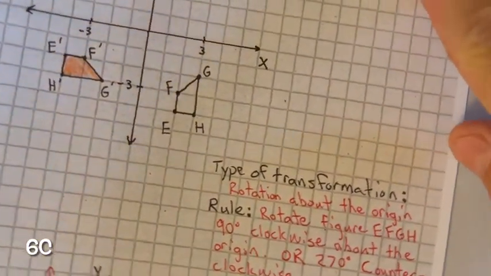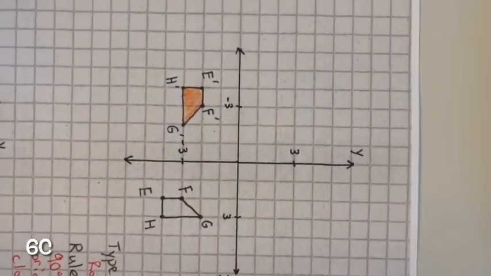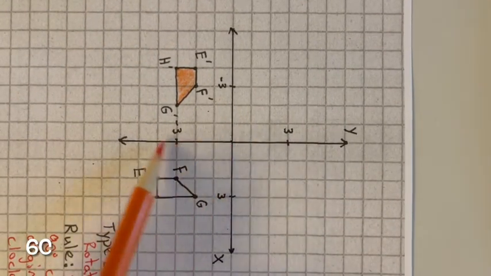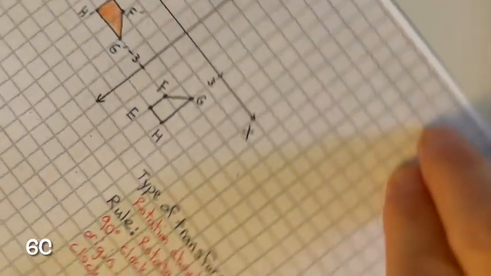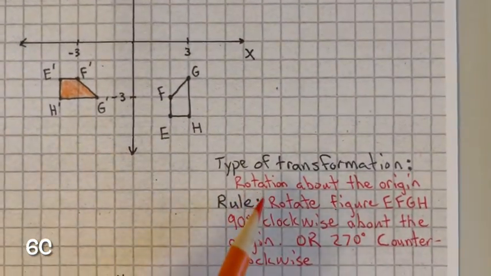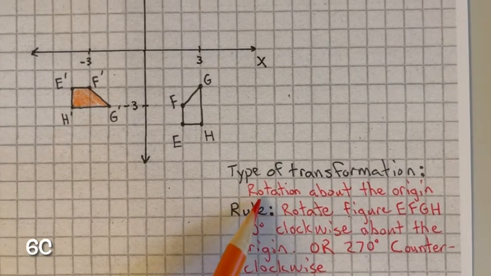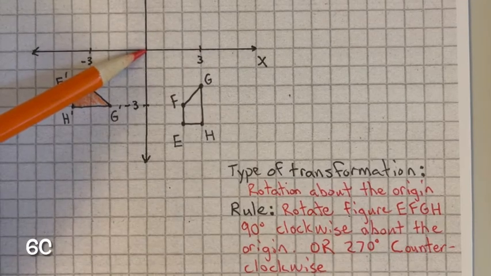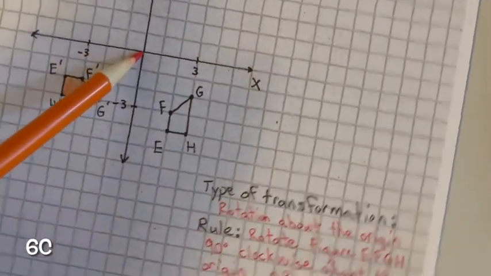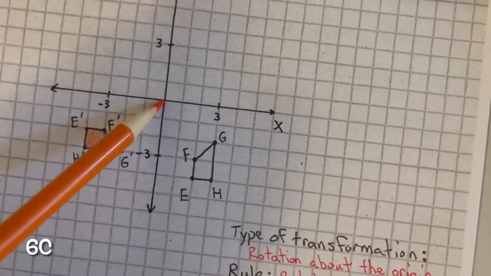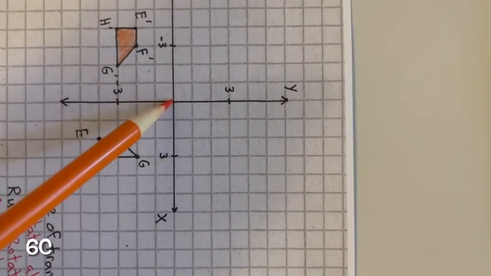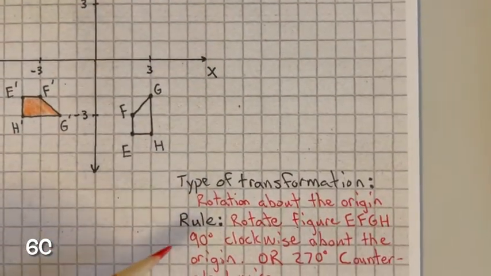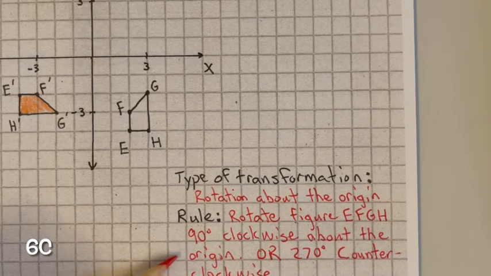If I rotate this, you can see that here, this is where E prime was at -4, -2. So the type of transformation is a rotation about the origin. It's a rotation. And what is the rule? Well, I'm rotating this clockwise, the way a clock moves, and it's 1/4 turn, so that's a 90 degrees clockwise rotation about the origin.